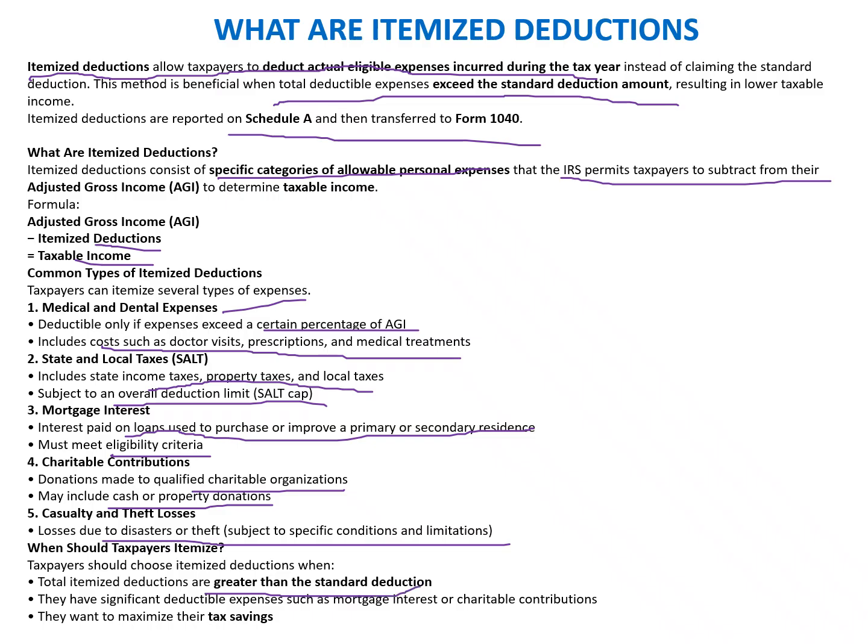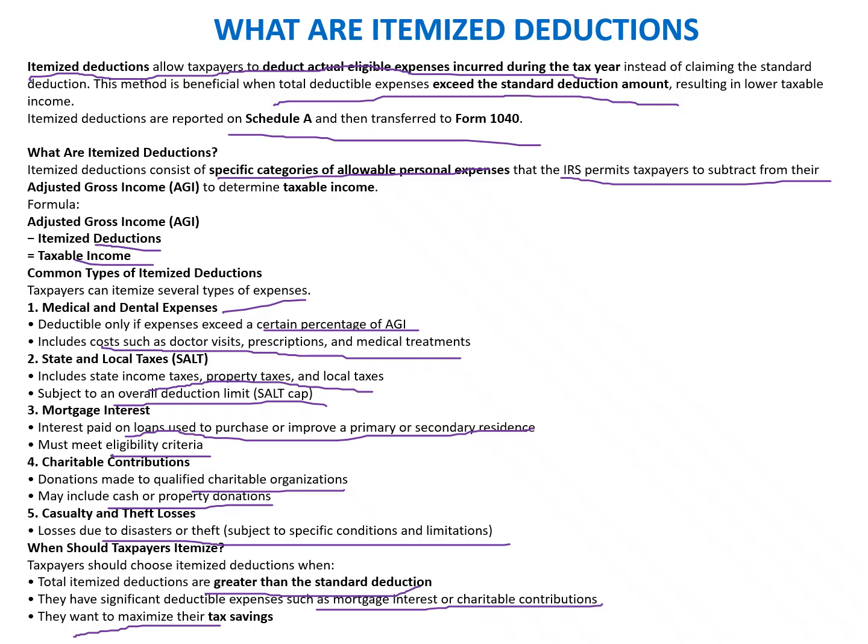They have significant deductible expenses such as the mortgage interest or the charitable contribution, and they want to maximize their tax savings. So typically, this benefit is more beneficial to a set of individuals who are paying a huge amount of interest on their mortgage loan, and they have made some charitable contribution, or they have incurred some expenses on their medical treatment and the dental expenses.